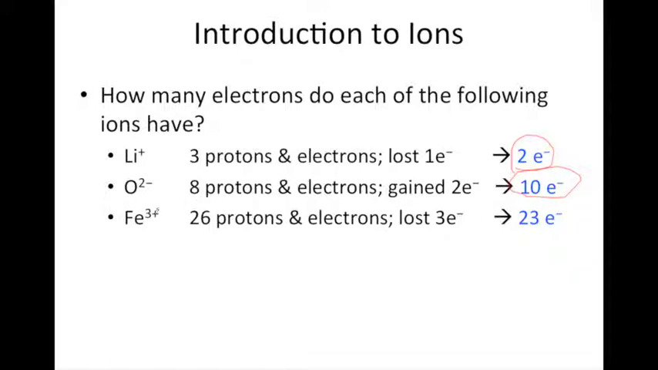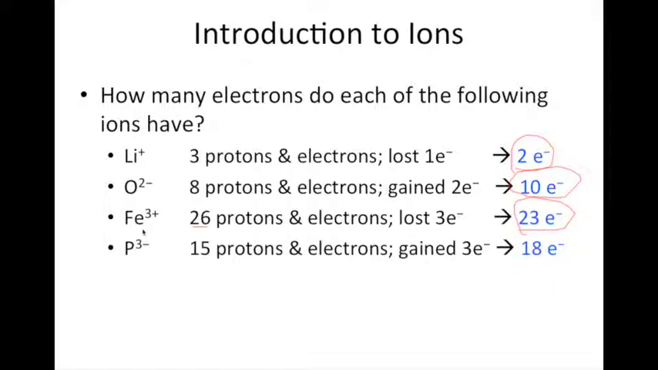Here we have iron 3+. Iron, neutral iron, has 26 protons and 26 electrons. The +3 represents that this iron atom has lost 3 electrons. So 26 minus 3 gives us 23 electrons for this iron cation.